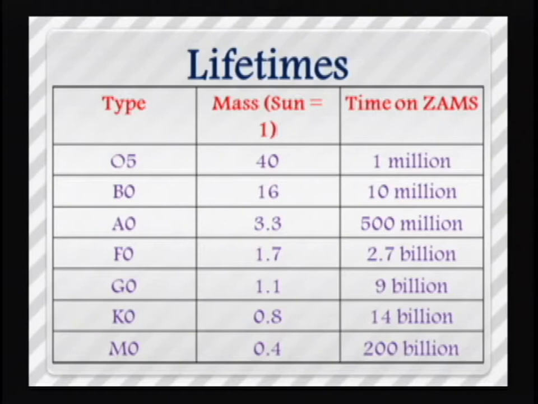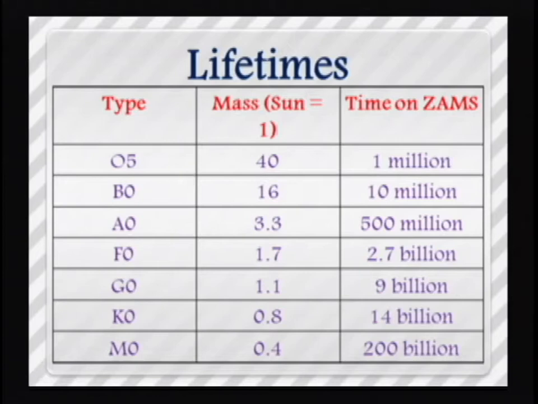And then if I look at an F0, I'm looking at 1.7 times the mass of the sun. Notice how long it's going to spend on the main sequence line: 2.7 billion years. And yes, that is a billion with a B. So I've gone from 3.3 times the mass of our sun to 1.7 times the mass of our sun, and I've increased the time on the main sequence from 500 million years to about 2.7 billion years. If I go down to a G-type star, G0, so it's a 1.1.